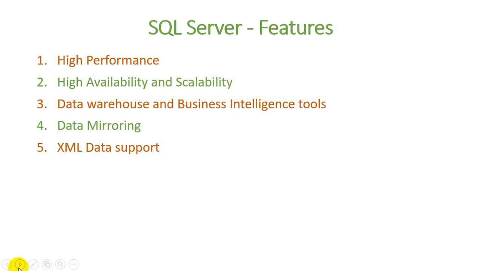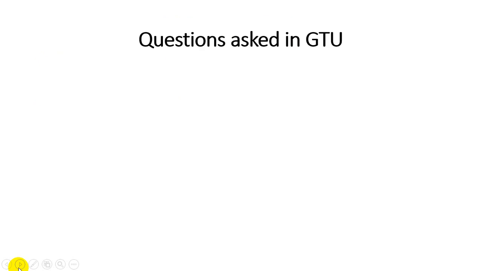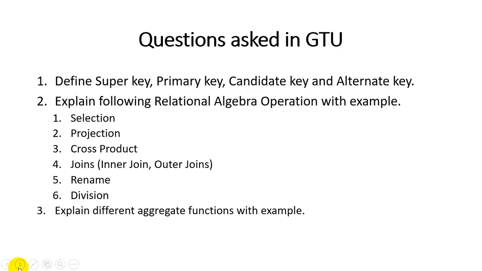Now we see the different questions which may be asked for examination purposes. There are questions like define the super key, primary key, candidate key and alternate key, which we have seen in our previous lecture. Explain the following relational algebra operations: selection, projection, cross product, join known as inner join, outer join. Outer join has 3 different types: left outer, right outer, full join, rename, division.